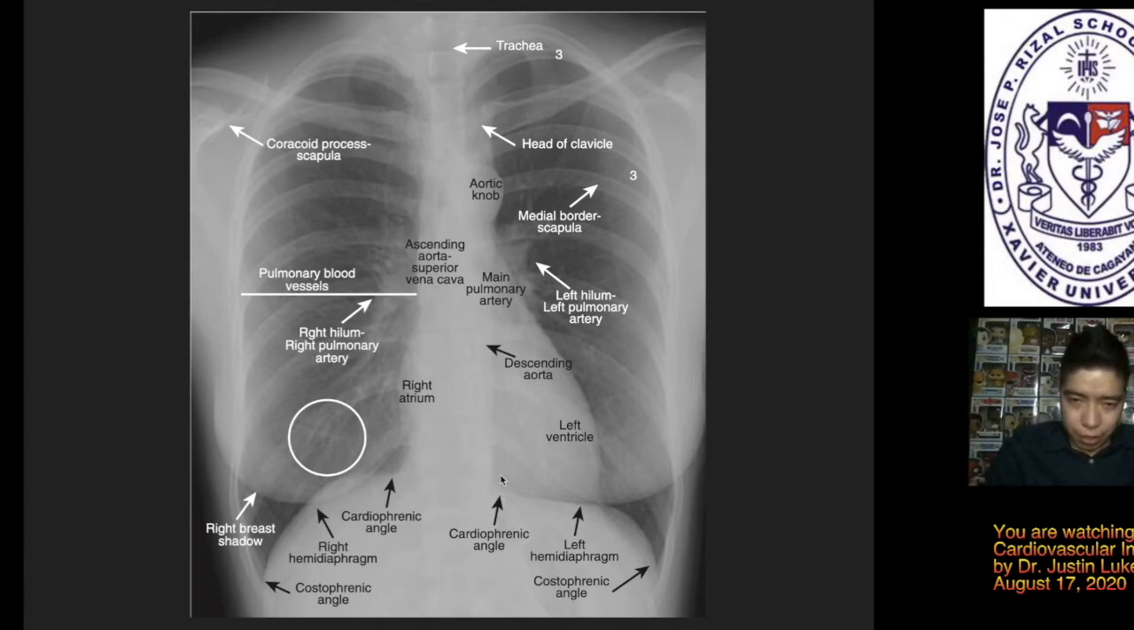These are your cardiophrenic angles and costophrenic angles. Again, this is the diaphragm, so you must make sure that the dome is preserved on both sides. And this is a female patient, so you have a breast outline on both sides. So we can appreciate, for example, in cases of patients who had mastectomy, the breast shadow could be absent on one side.